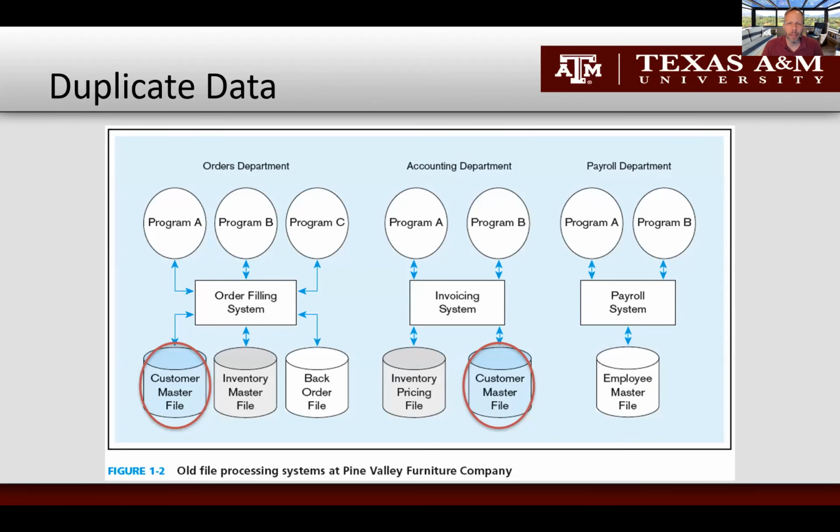Here, pictorially is what I was talking about with the duplicate data. You can imagine that we have some sort of customer master file in the orders department for a company, and we have a different customer master file for the accounting department. They're all the same customers, but we're doing different things with the data. So historically, they might exist in different programs, and they wouldn't necessarily talk to one another, and as a consequence, they would fall out of sync with one another.